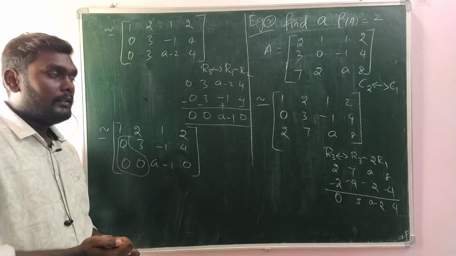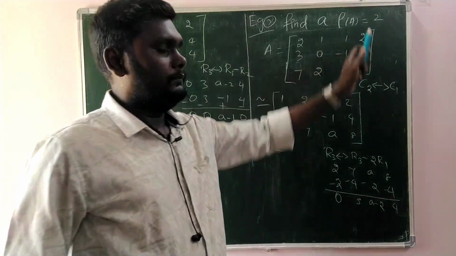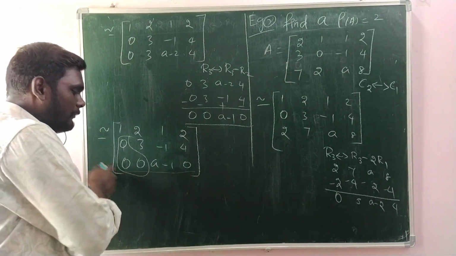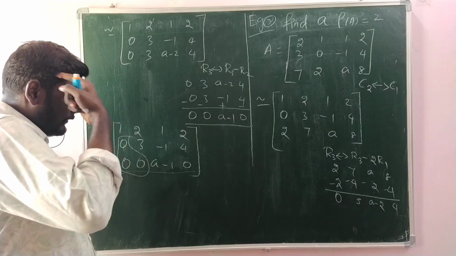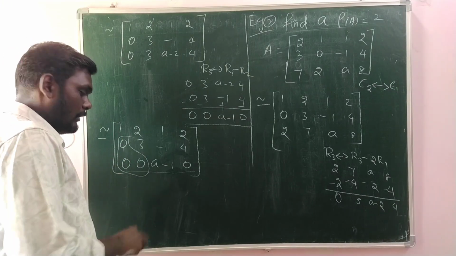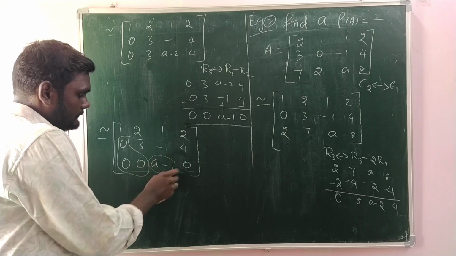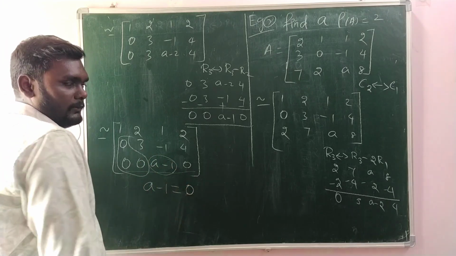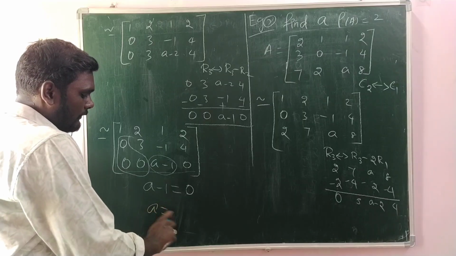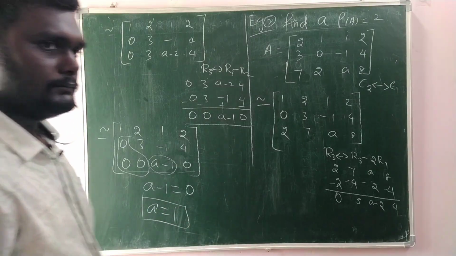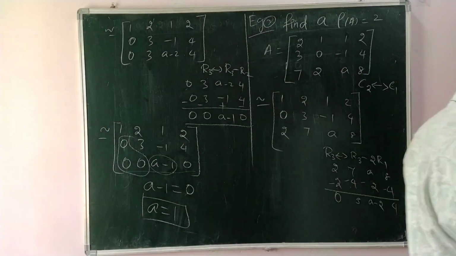Now, they said the rank is 2. That means this last row must be full of zeros. Why am I coming to that conclusion? Because here this is the only element. So that means this A minus 1 must be 0. Then A will be 1. Okay, that is it. The same way other questions also are there.